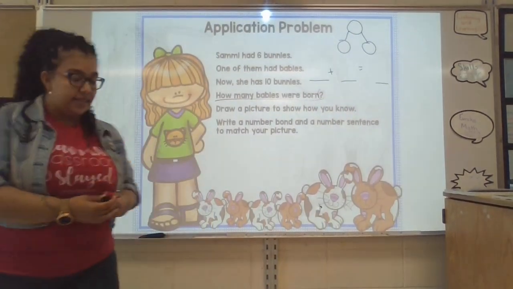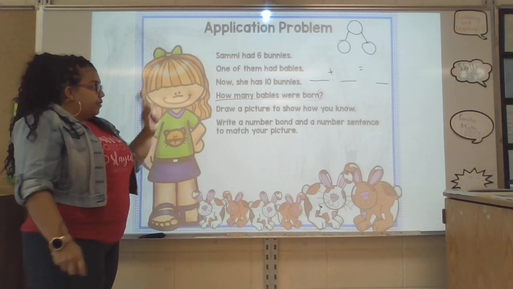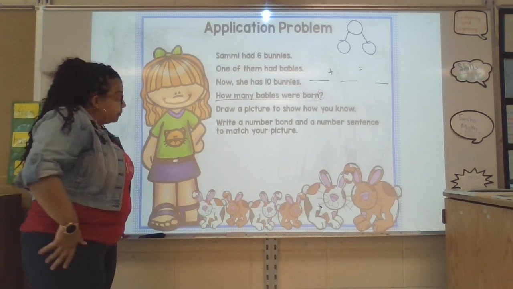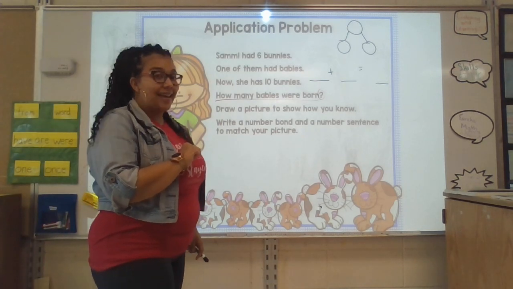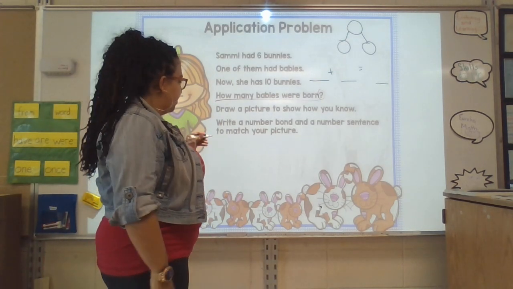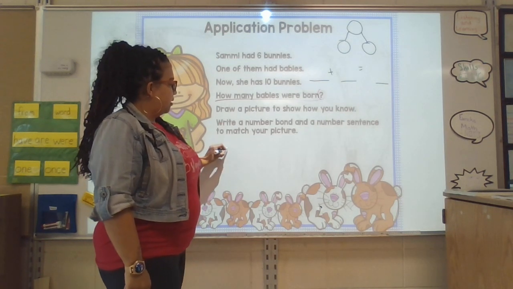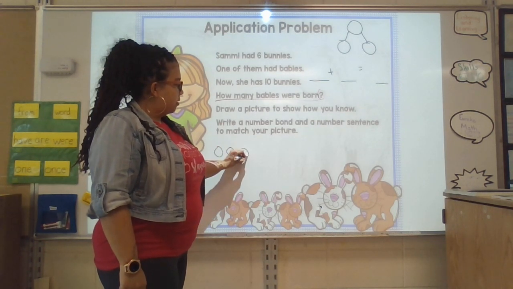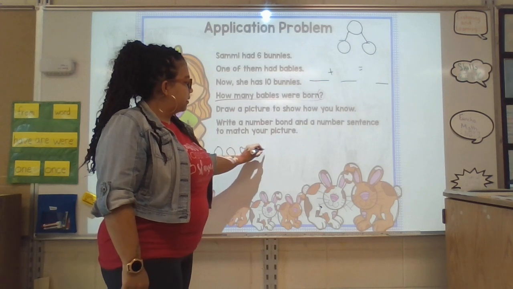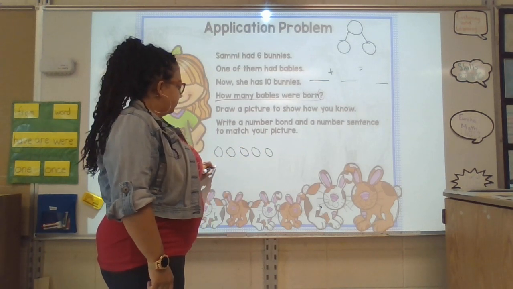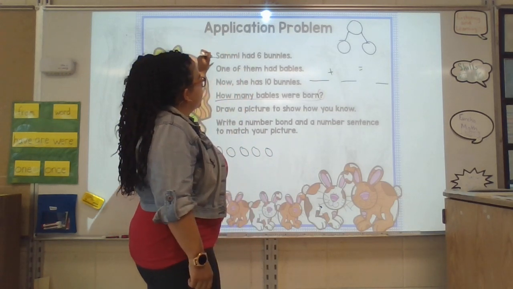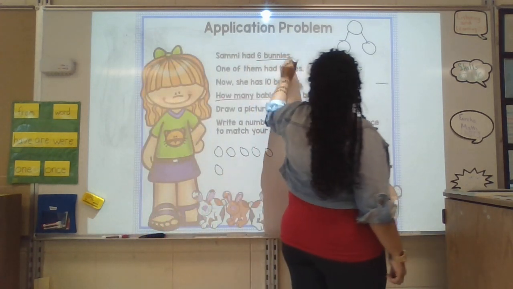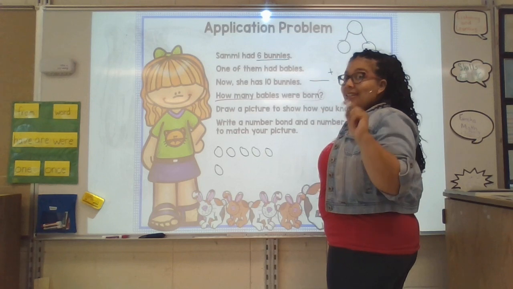Alright, so like I said, we're answering the question, how many babies were born? Sammy had 6 bunnies. Yes, we're going to draw to represent her 6 bunnies. 1 bunny, 2 bunnies, 3 bunnies, 4 bunnies, 5 bunnies, 6 bunnies. Which means we know 6 is our first part. Sammy had 6 bunnies. Full stop, period, 6 bunnies.